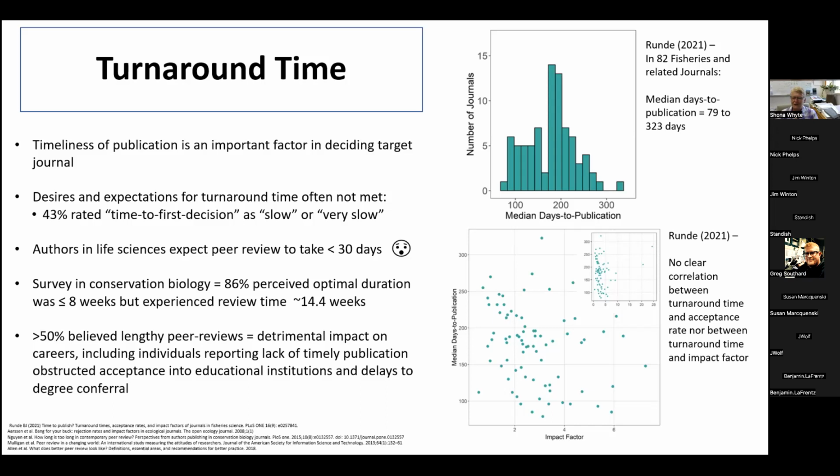The survey in conservation biology had 86% perceived the optimal duration was less than 8 weeks, but the actual time that they experienced was 14 weeks. And more than 50% believed that lengthy peer reviews had a detrimental impact on their careers, and individuals reported that it affected career moves and delays on degree conferral. So it's the number one frustration, I would say, in authors in the review process is turnaround time.